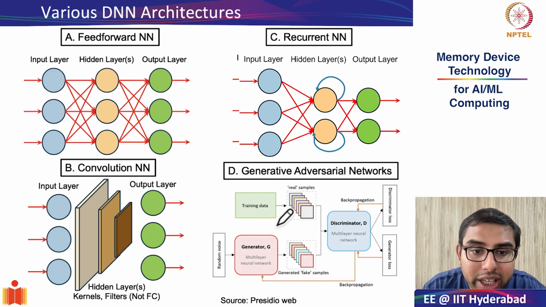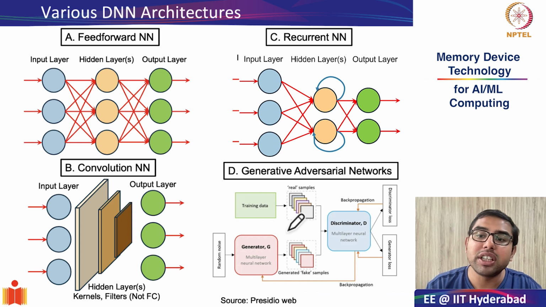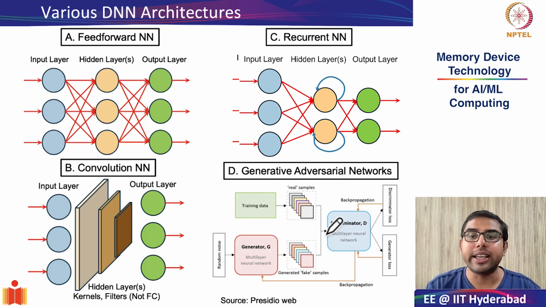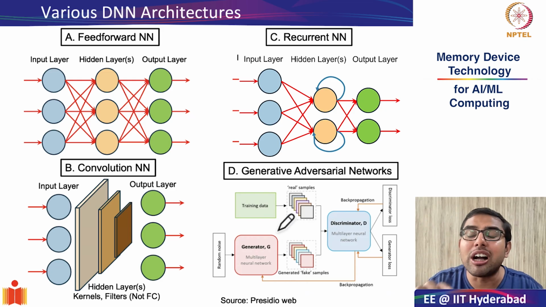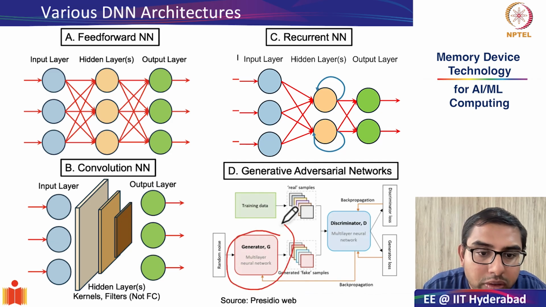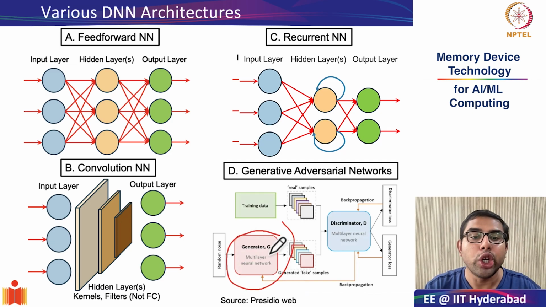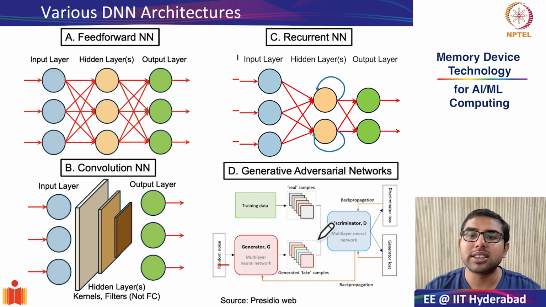So let us look here at the example of a generative adversarial network, or GAN. As you can see here, at the heart of a GAN are two neural networks which compete with each other. The first is the generator, which is also a multi-layer neural network, and the second is the discriminator. The generator takes in random noise and produces fake samples, say images that look like pictures of faces.